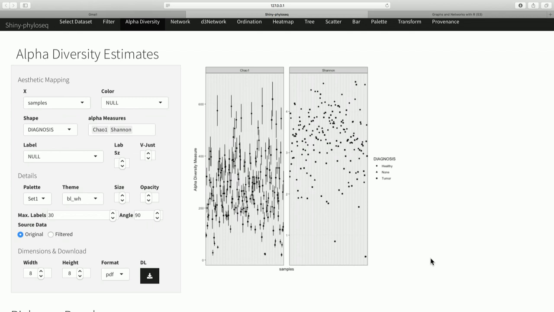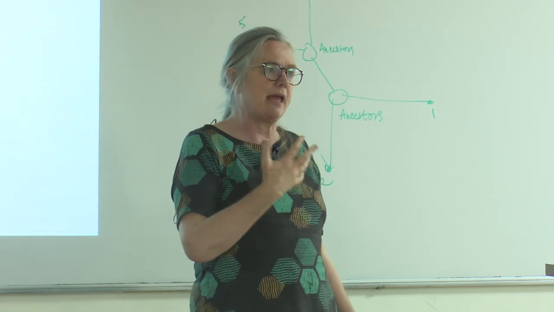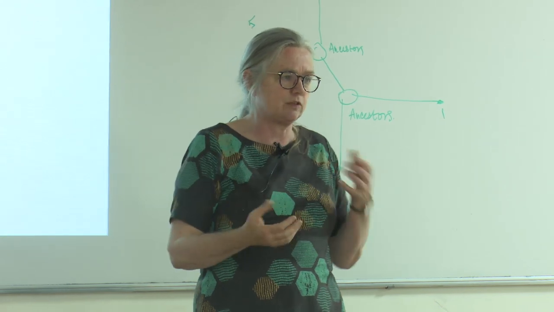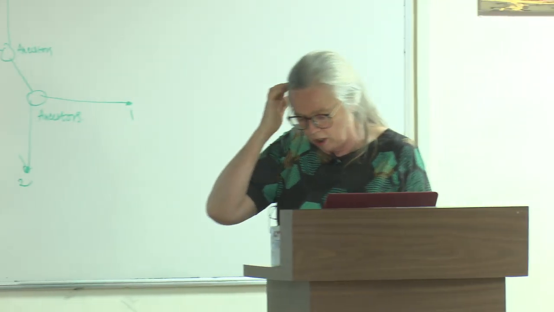So these are what we call alpha diversity measures. They're measures of the diversity of the different samples. It's interesting because diversity is not always associated with health. In the case of the vaginal microbiome I was talking about earlier on, diversity is a bad thing. That is, if you have a very diverse community, it's pathological. That means you're in state four.